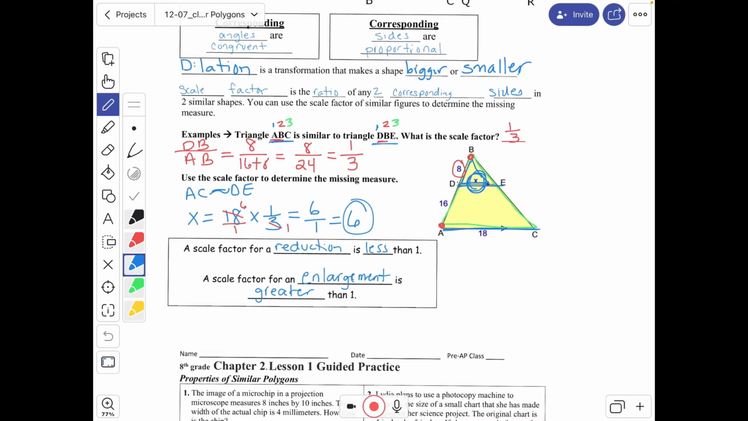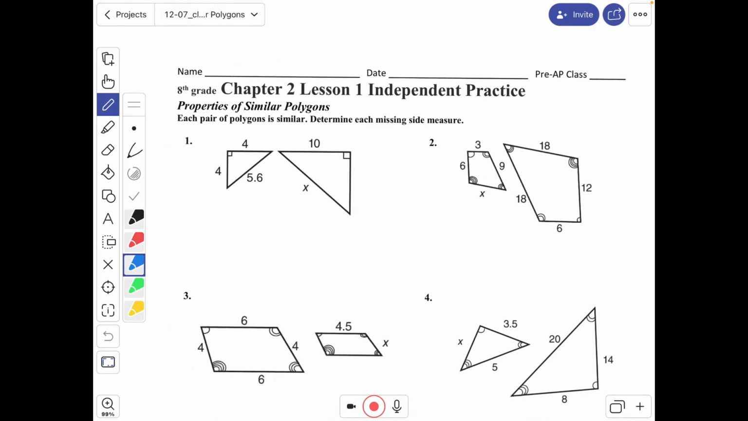Let's look at the examples you're supposed to do today on the independent practice.